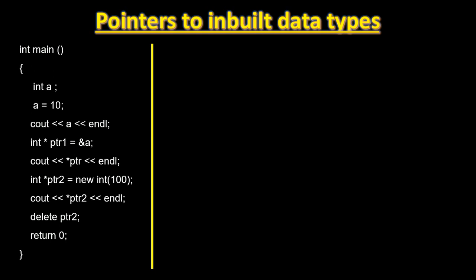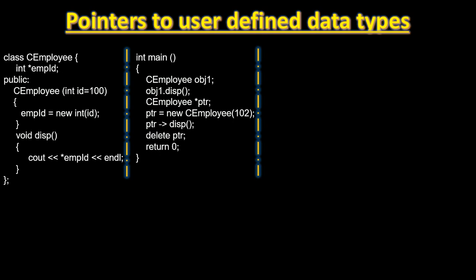Now let's talk about pointers for user-defined data types. Observe this class. I have a class called cEmployee, and there is one pointer variable, int *empid, and I have a constructor and a display function in the public section.